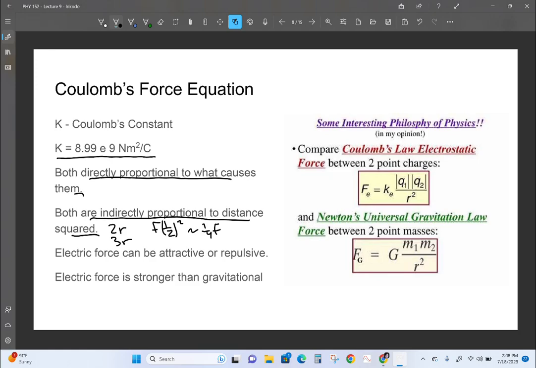If I triple the distance, the force will be 1/9 as much, right? That's the inverse square relationship. But electric force can be attractive or repulsive, and electric force is stronger. So these are the differences between them.